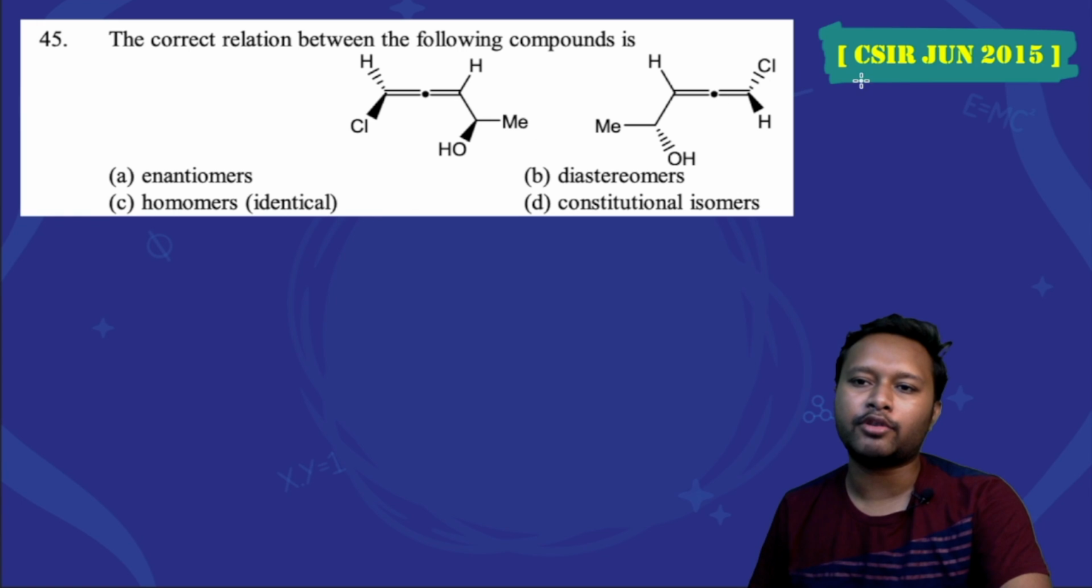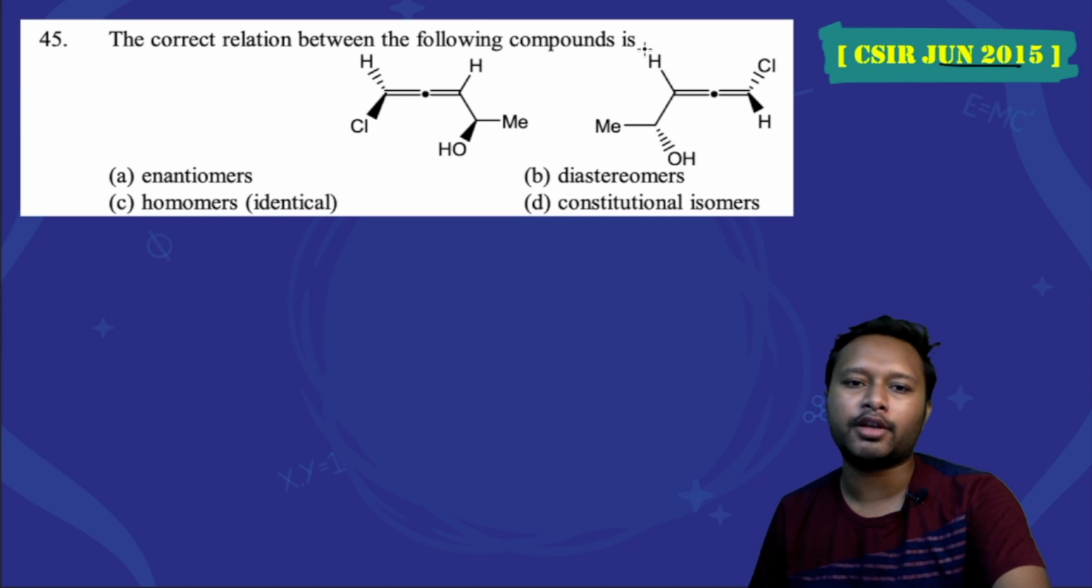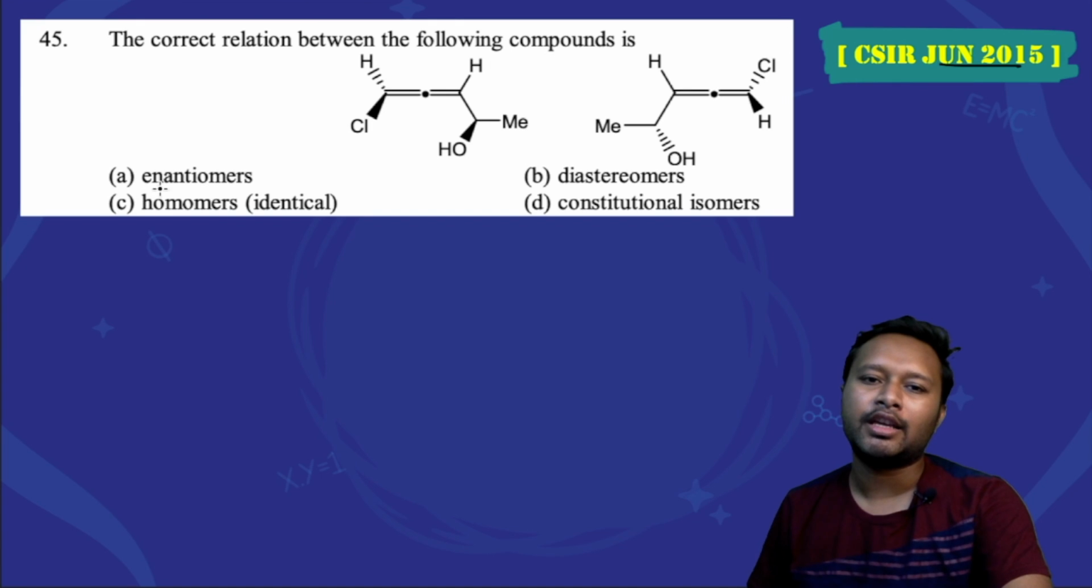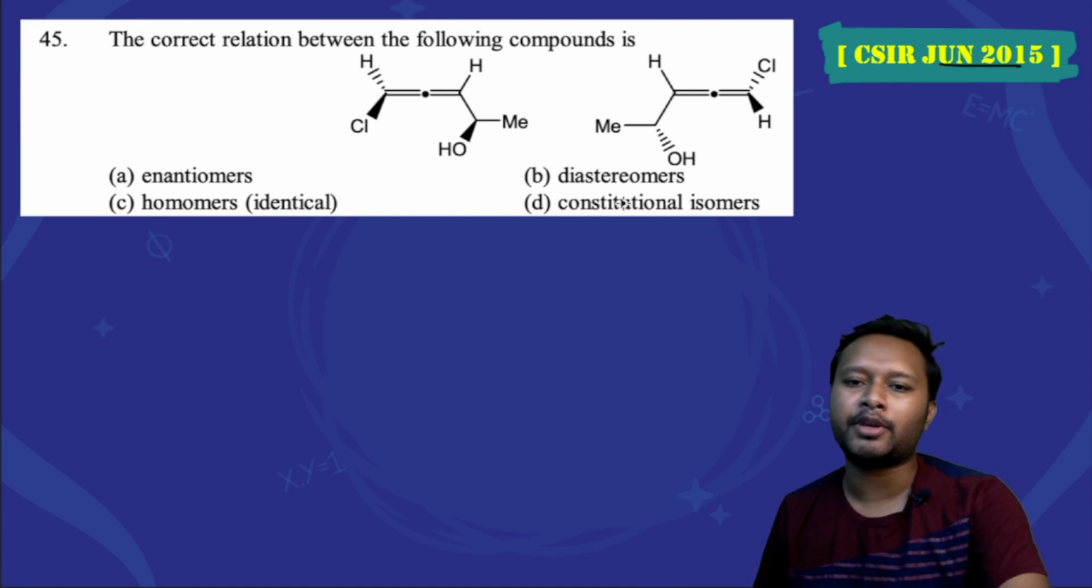The question was asked in the CSIR June 2015 exam, and it was asked for 2 marks. The question says that the correct relationship between the following compounds is. Now the two molecules are given to you. Again, you have to decide between enantiomer, diastereomer, homotopic and constitutional isomer. So let's look at how we'll solve this.